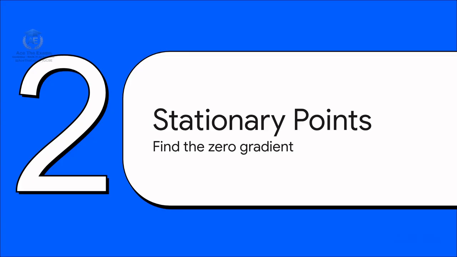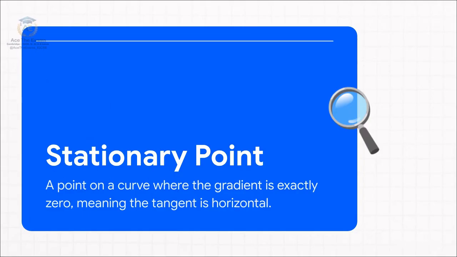Part 2. Mastering stationary points. Okay, we're escalating the stakes a bit here. Knowing how to differentiate, that's just step 1. The real high-value marks are found when we apply this to a mathematical scenario. Specifically, we need to know exactly what happens when our gradient function hits exactly 0.